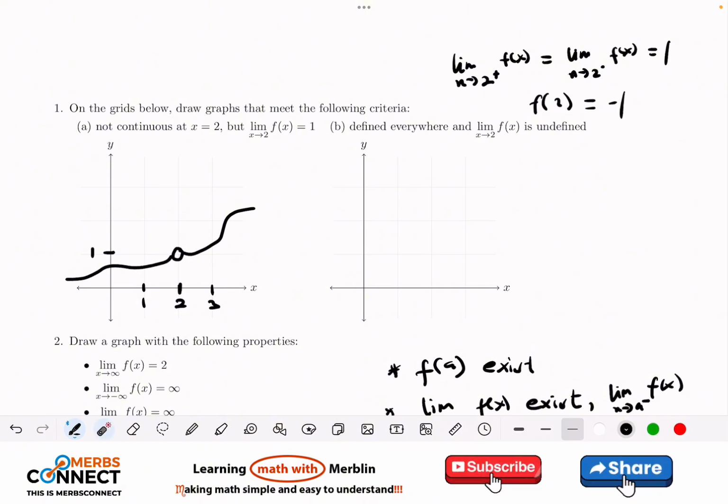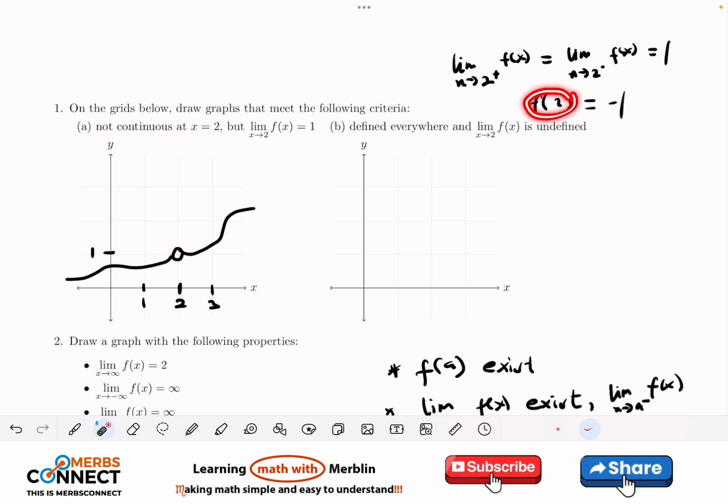So this is what you are going to get. This tells us that when I'm approaching 2 from the positive side, I'm approaching 1. And when I'm approaching 2 from the negative side too, I'm approaching 1, which is giving us the limit here to be what? Existing, right? But here is a hole. There is a hole here because it is not continuous.